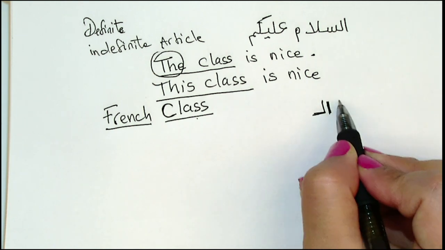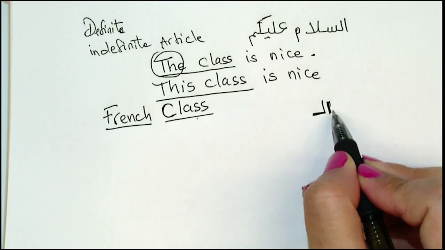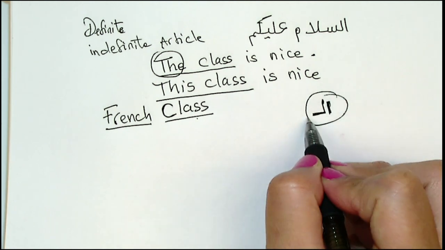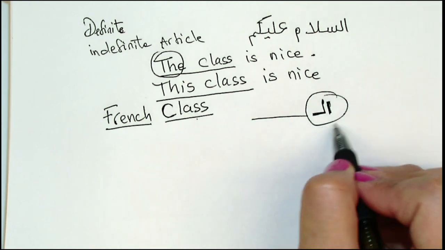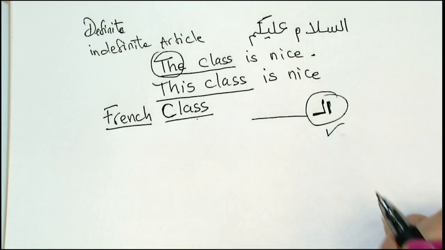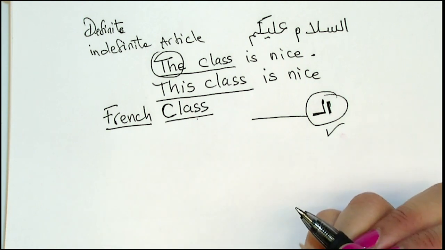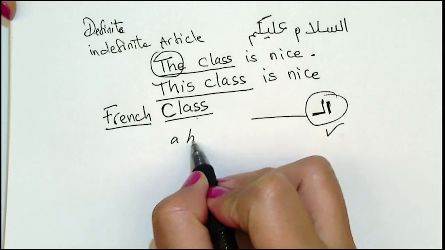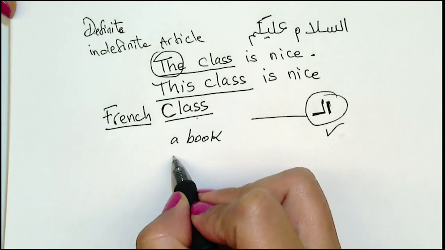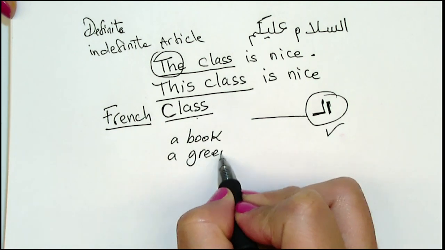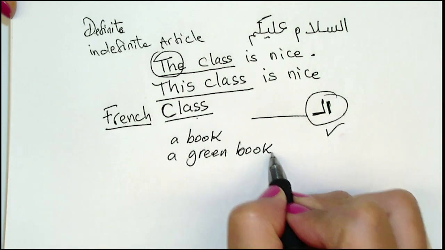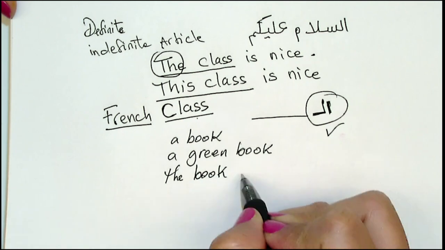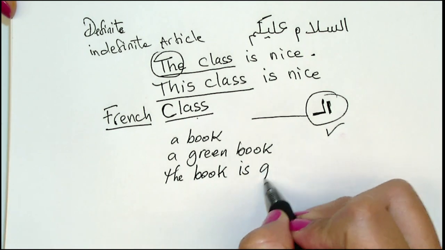How does that work? Alif and Lam always happen at the beginning of words. The definite article always takes place at the beginning. Let me give you some examples. We say a book. Then we say a green book. Then we say the book is green.